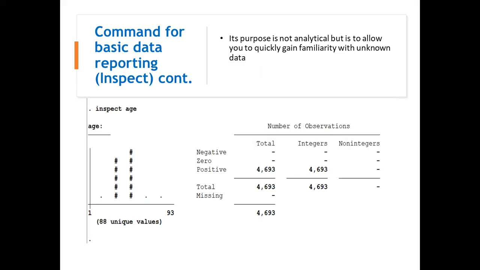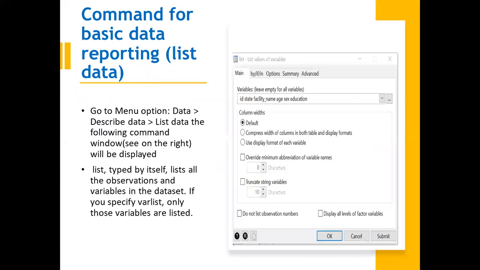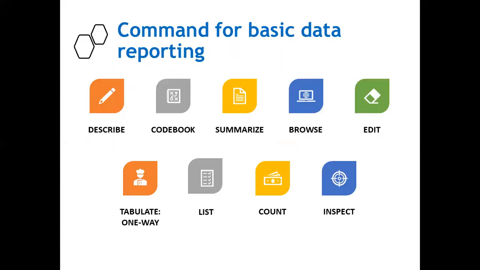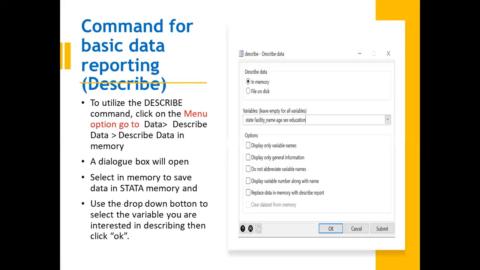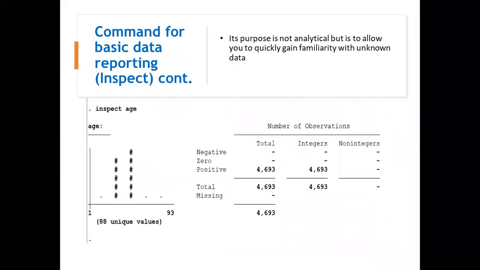So it's very important that before you start your data analysis, you carry out all of this process. Before any data analysis, you need to describe it, check your codebook, summarize, browse the data to inspect it, check, browse or edit, tabulate it, list it, check the count, and inspect the data. When all of this is done, you can actually start data analysis.